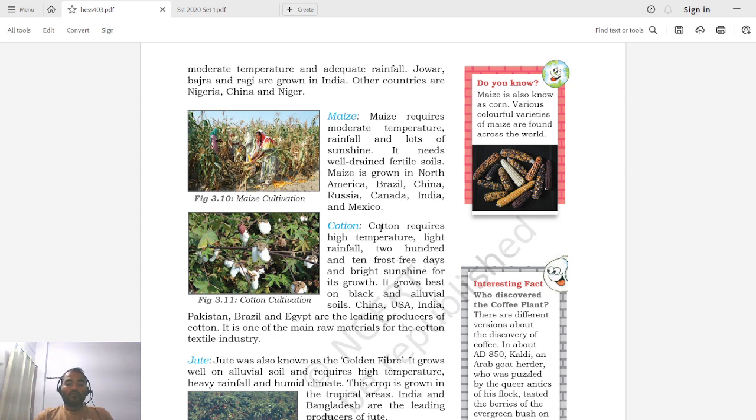It grows best on black soil and alluvial soil. So soil type is black and alluvial, grown in China, USA, India, Pakistan, Brazil and Egypt. These are the leading producers of cotton globally. It is one of the main raw materials for the cotton textile industry. If you see, this is the primary and most important raw material for the textile industry.